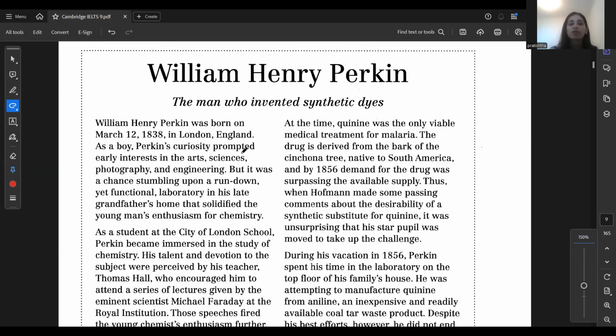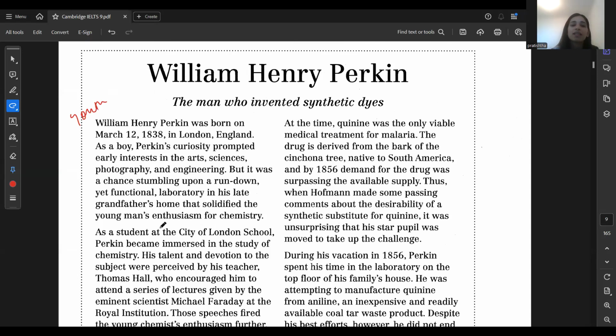As a boy, Perkin's curiosity prompted early interest in the arts, science, photography, and engineering, but it was a chance stumbling upon a rundown yet functional laboratory in his late grandfather's home that solidified the young man's enthusiasm for chemistry. So, we are talking about his youth.